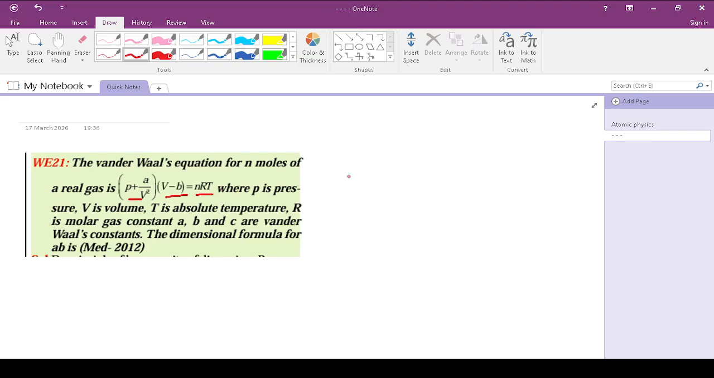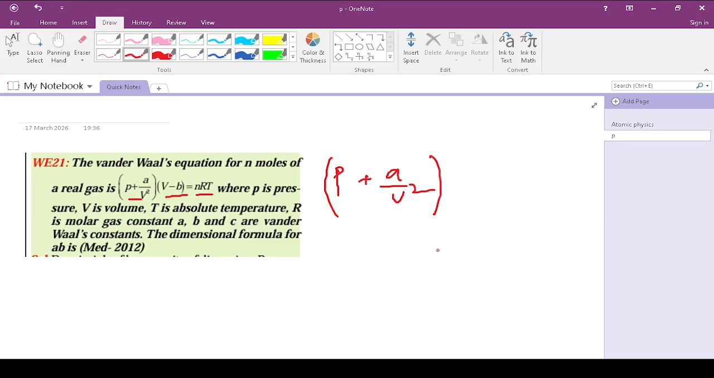So which concept can we apply here? See, if you are writing one parameter like this, our common sense says you can only add mass with mass, or time with time, or length with length. You can't add length with time, right? So this is the principle of homogeneity. So here he is testing you on the principle of homogeneity.